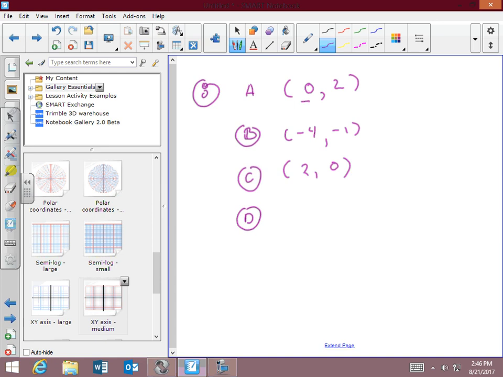D, what do we got? X is 1 and y is -3. Is that right? Yes. Do we need to do any more? Everyone good with that? All right. Let's look at 14.